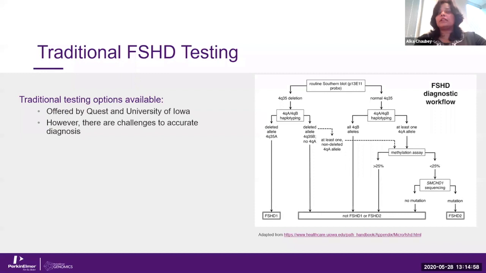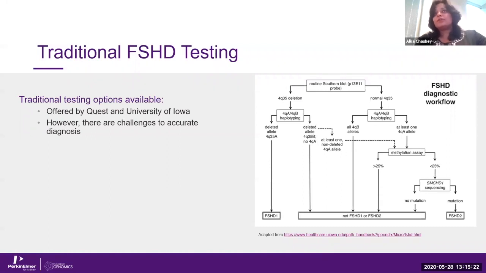So you can see on the left side of this flow chart, if you do have the repeat contraction, then you will have FSHD. However, if you have the contraction, as I just mentioned in the previous slide, but you do not have the 4QA haplotype, then there will not be any FSHD manifestation.